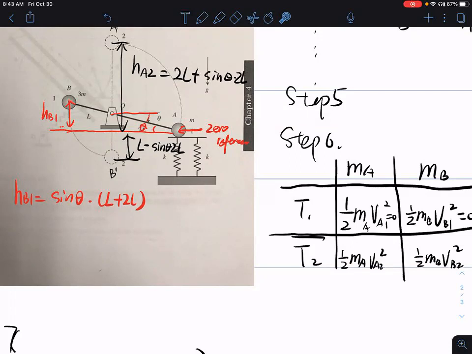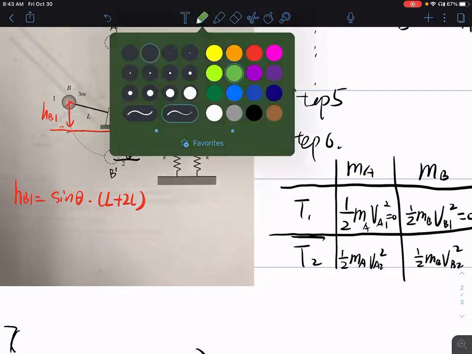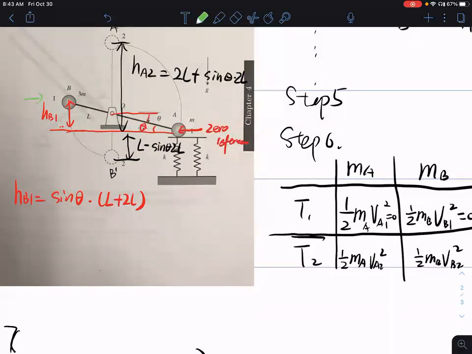So imagine if I set this as a 0 reference for my particle A, and I set up here as my 0 reference for particle B. Then when I do my potential energy calculation, my VB, my potential energy for B at position 1, is going to be 0, right? So I have less calculation to do.